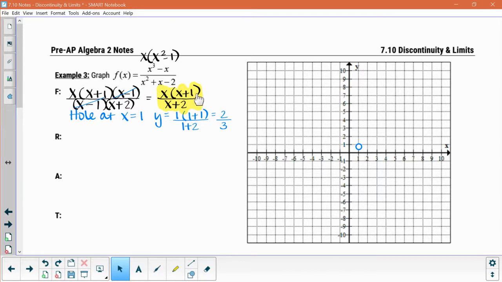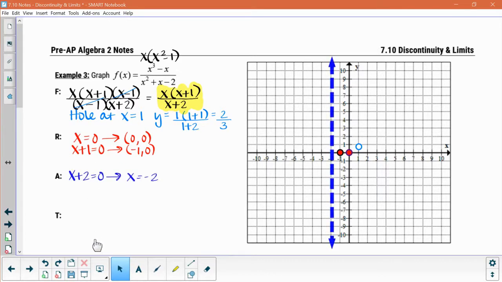Now I'm going to focus on my problem, set my roots equal to 0. So I'm going to have a root at 0, 0, and a root at -1, 0. Asymptotes come from my denominator, so I have an asymptote at x equals -2. I don't have any twins, so I'm going to have no tangency and no togetherness.